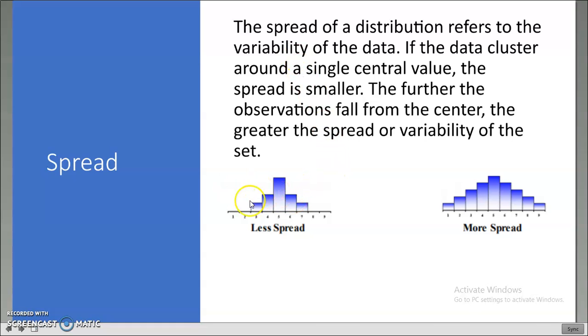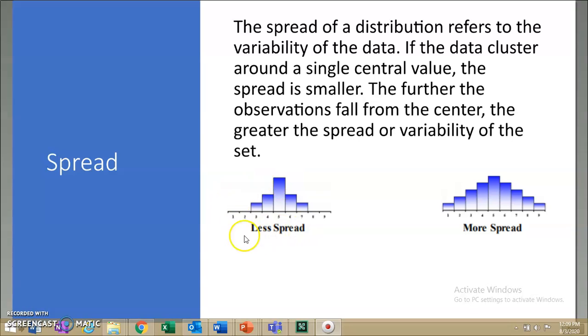So here you can see we have something that is less spread out. You see that the spread of my data is not that far from each other. I have from 3 to 7, and here is more spread out, from, this looks like, 1 to 9. So this is more spread out.